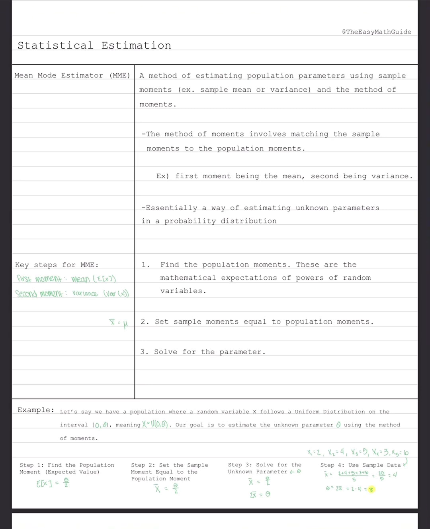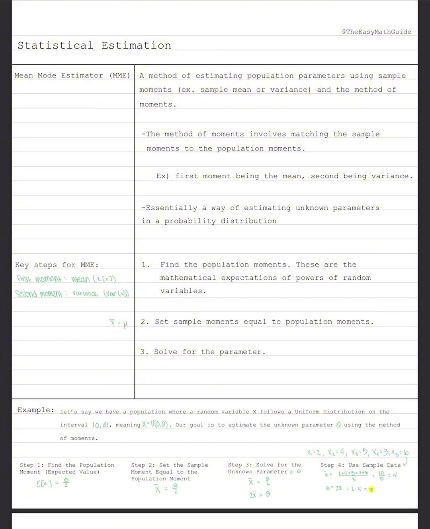Okay, so there are some key steps. First, you want to find your population moments. So these are your mathematical expectations of powers of random variables, and I labeled them right here. And then second, you're going to set these sample moments equal to the population moments, kind of how I did right here. And then you just solve.